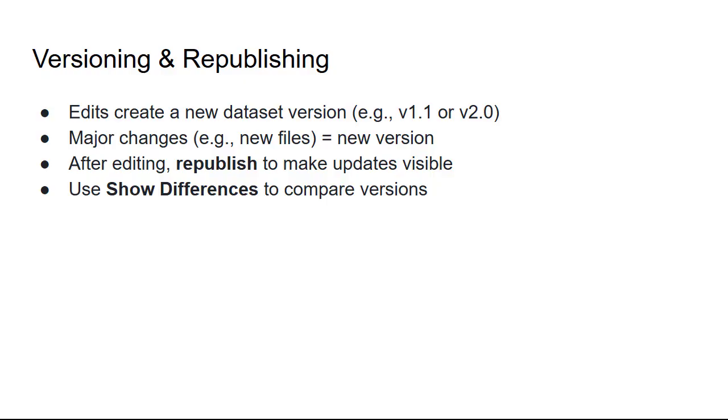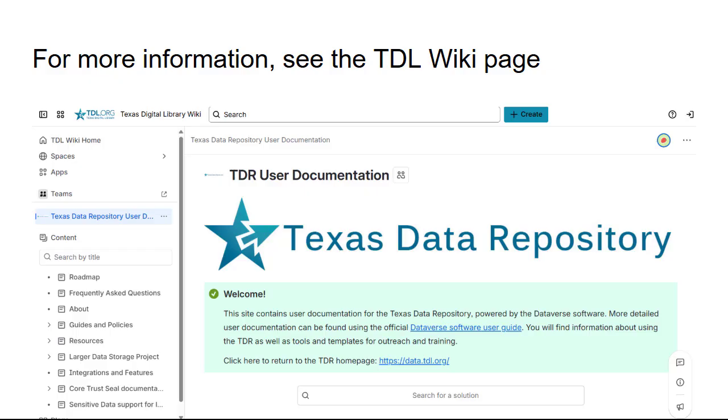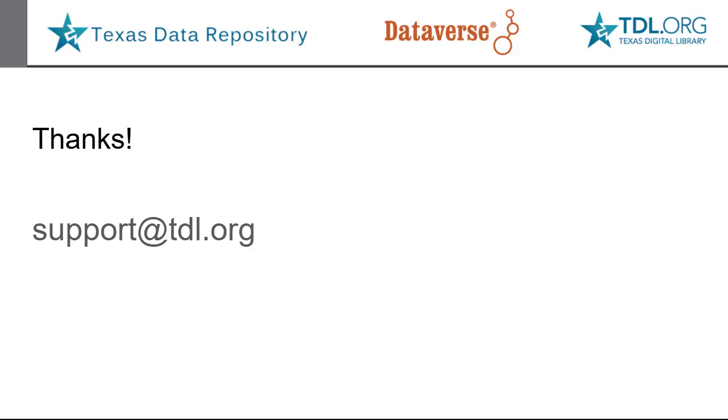To track changes between versions, use the Show Differences feature. It allows you to compare metadata and content across versions, helping maintain a clear record of updates. For detailed guidance and additional resources, visit the TDR user documentation section on the TDL Wiki. Below is a screenshot showing where to find the TDR user documentation tab, which includes helpful materials on metadata, versioning, publishing, and more.